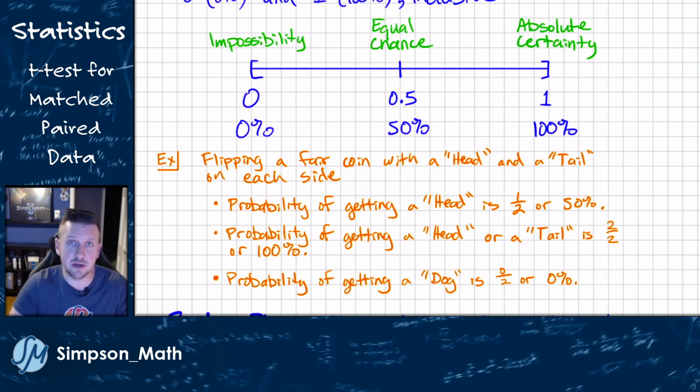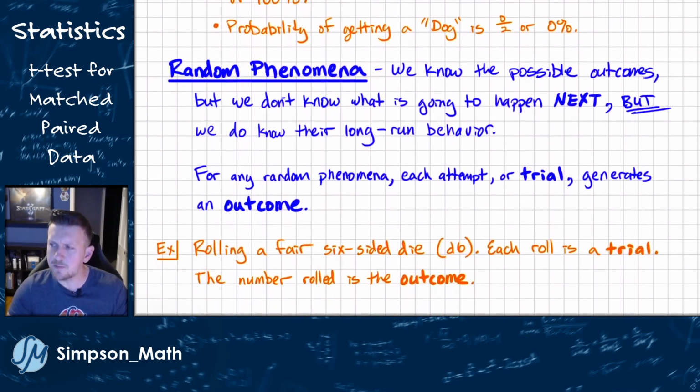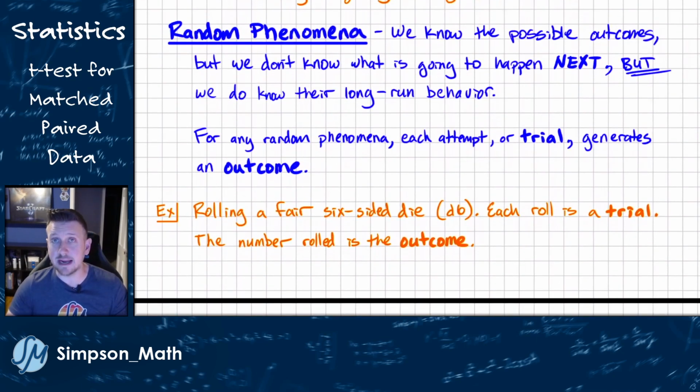So the probability of getting a dog when you flip a coin, well, that's not going to happen. That's a 0 out of 2, or a 0% chance of happening. So those 1 out of 2, 2 out of 2, it's basically the proportion, where it's the number of successes on top over the total number of options on bottom. So I had 1 success out of 2 options, 2 successes out of 2 options, 0 successes out of 2 options.